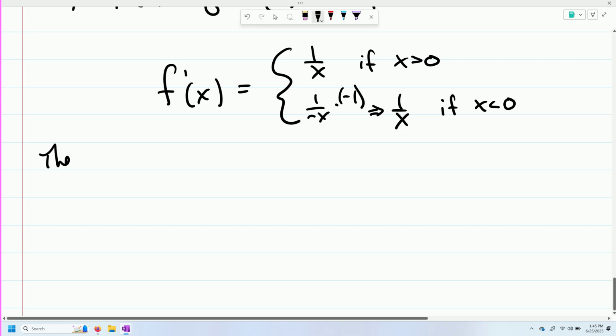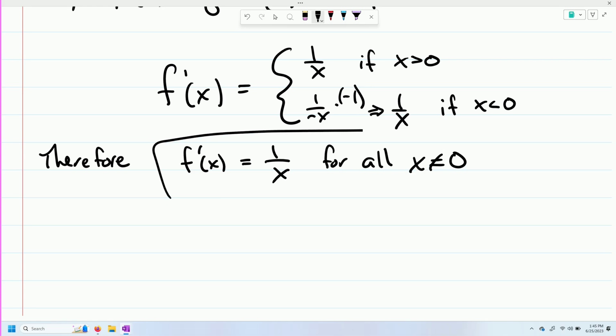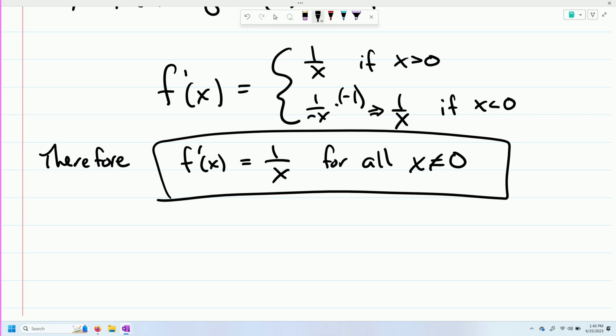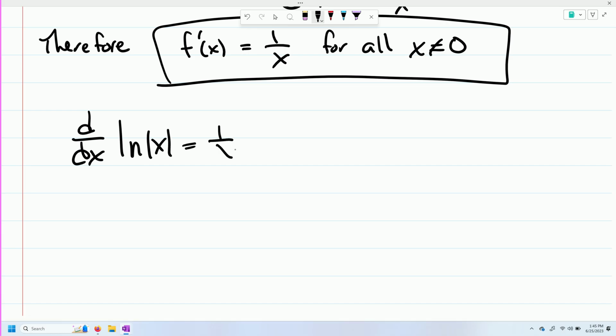Therefore, the derivative of f of x is equal to 1 over x for all x not equal to 0. Because remember, if x is equal to 0, this thing is undefined anyways. So our derivative of the natural log of the absolute value of x equals 1 over x, which we already went over earlier.